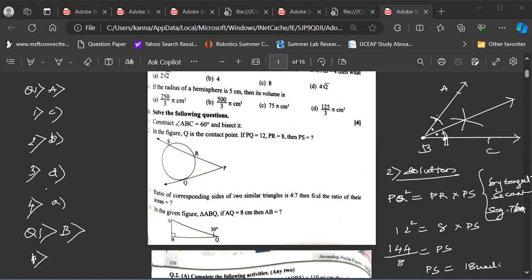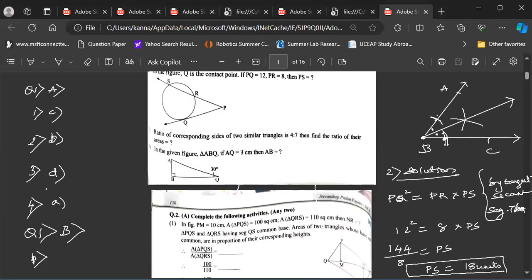So this is the answer, children. Remember to put it in a box. PS equals 18 units. Now I go to question number 1, the third part of question number 1.